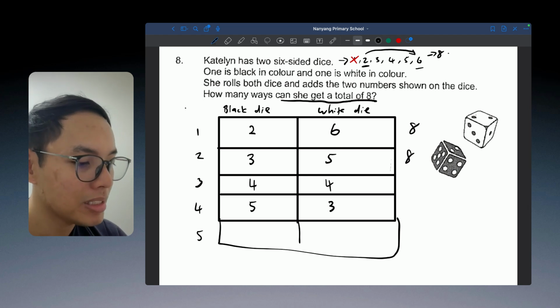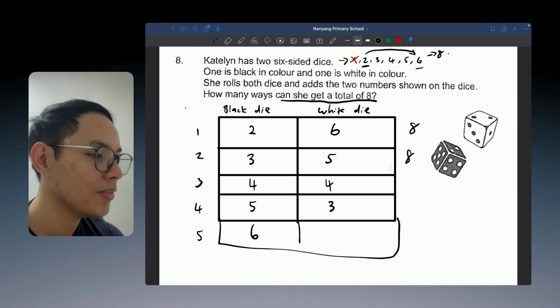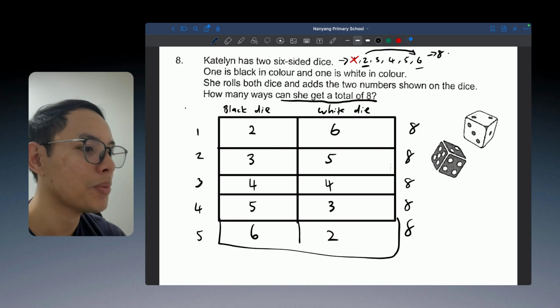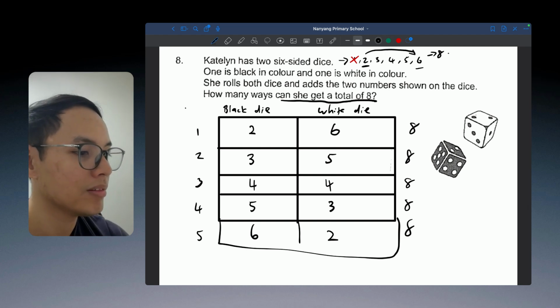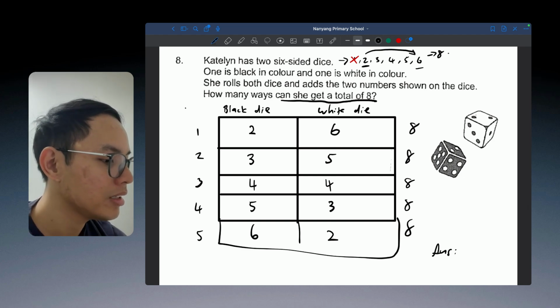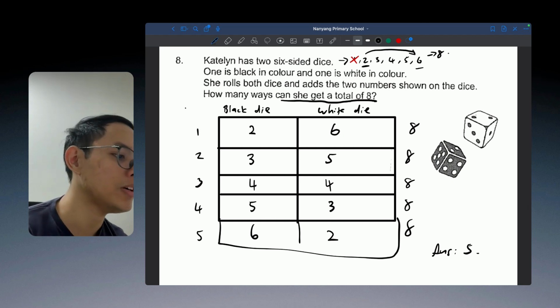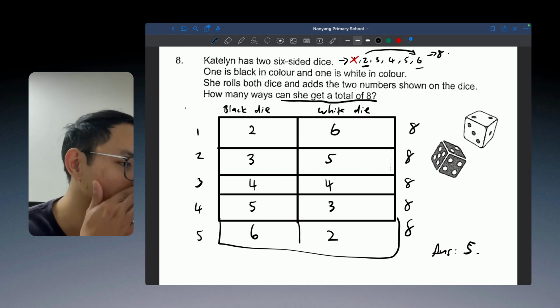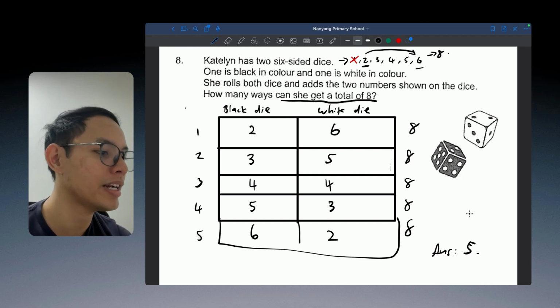Then the last number is 6. That means for the white die is 2. And there you go. So that means how many ways can we get to a total of 8? So the ways is 1, 2, 3, 4, 5. The answer should be number 5, as what you see over here. Okay, because this is how many ways we can get to a number 8. That's what you see. All right.